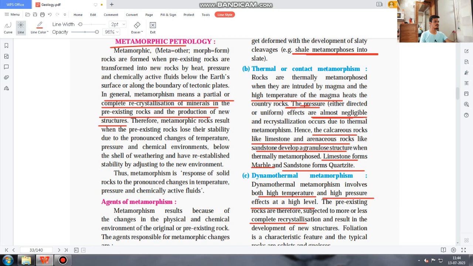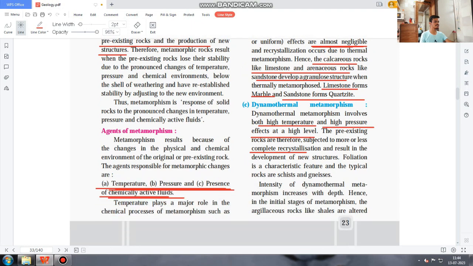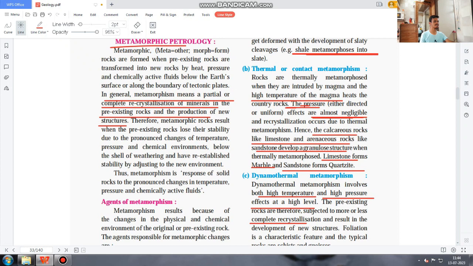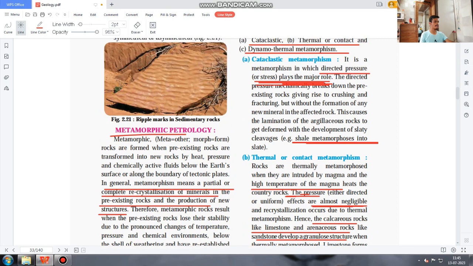In thermal metamorphism, which factor plays an important role? Temperature. Pressure is negligible here because thermal means heat, so temperature. These are formed with granular structure. Limestone forms marble, sandstone forms quartzite. In dynamothermal, both high temperature and high pressure are involved. Complete recrystallization is done here.